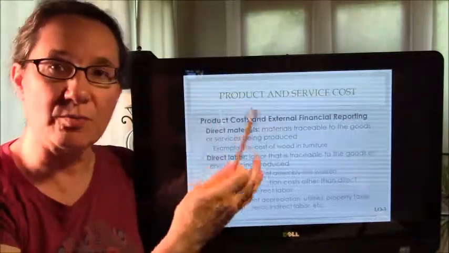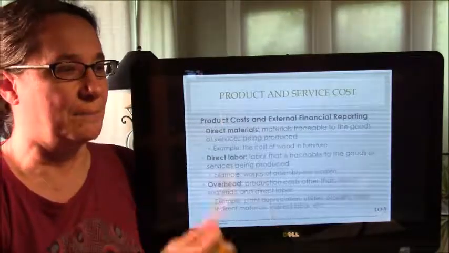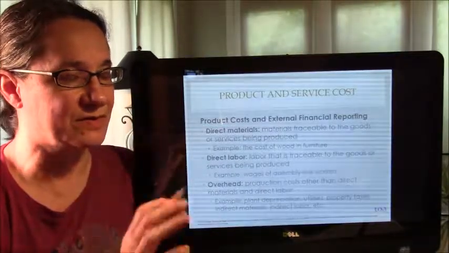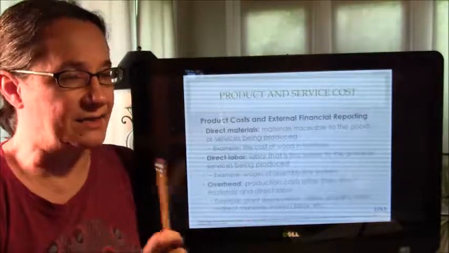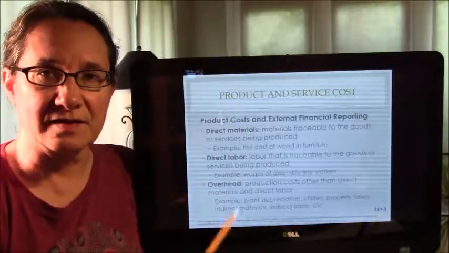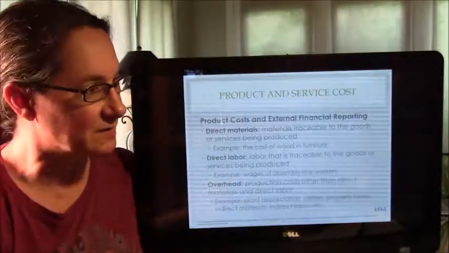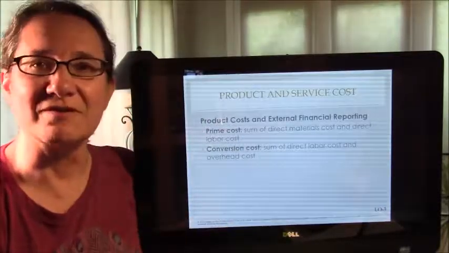Again, these are all production costs, right? But they can be subdivided into direct labor, direct materials, and overhead. All right, so I'm going to quit right here to keep the video short, and then we will pick up with the next video right where we left off. The next thing we're going to come up with is we're going to start with prime and conversion costs.